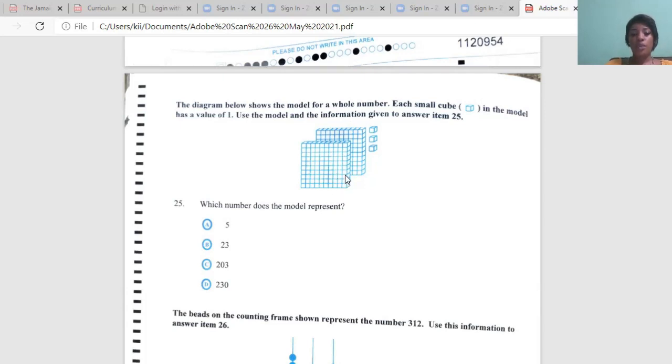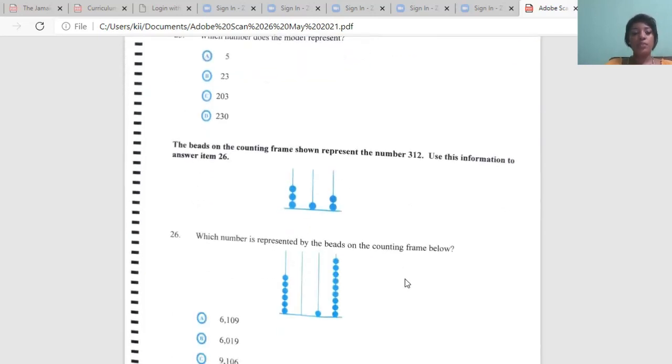So I'll count 10, 1, 2, 3, 4, 5, 6, 7, 8, 9, 10. 1, 2, 3, 4, 5, 6, 7, 8, 9, 10. So 10 times 10 is 100. So I know that this represents 100. So both of them will be 200, and this will be 1, 2, 3. So the answer is C, 203. Let's move on to the next question.